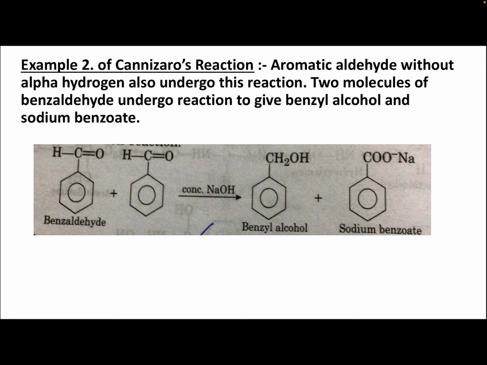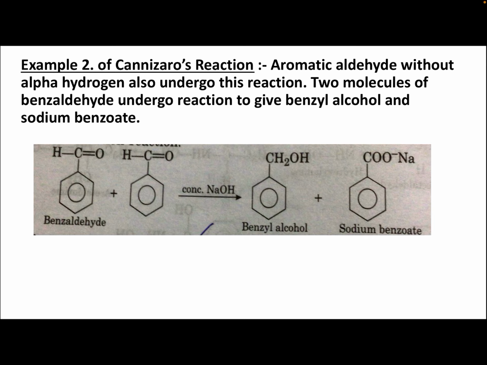Aromatic aldehydes without alpha hydrogen also undergo this reaction. Two molecules of benzaldehyde undergo reaction to give benzyl alcohol and sodium benzoate. That means the Cannizzaro reaction is given by aliphatic aldehydes and also aromatic aldehydes. Here two benzaldehyde molecules, one benzene ring C double bond O H, that is benzaldehyde, another benzene ring C double bond O H is also a benzaldehyde molecule, in the presence of concentrated NaOH. One molecule gets converted into benzyl alcohol and another into sodium benzoate.